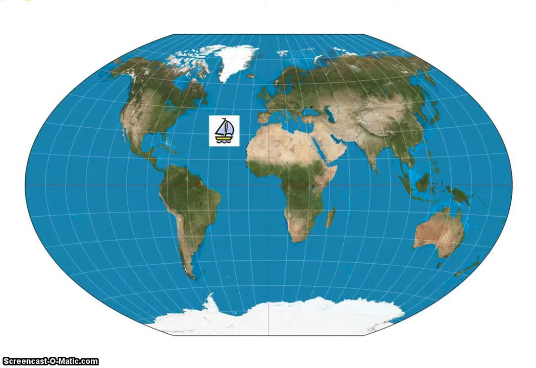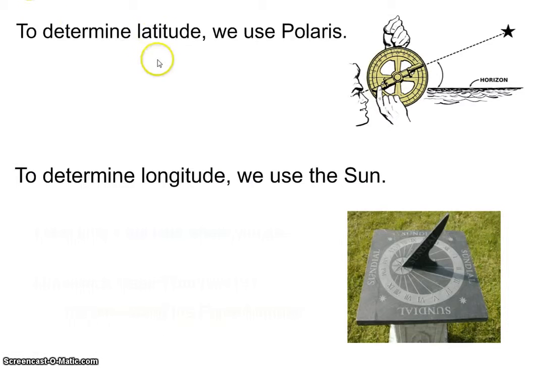Well, we've already learned that to find your latitude, we use the star Polaris. And basically what we do is we measure how many degrees Polaris is above the horizon. However many degrees that is our latitude. Determining the longitude is a little bit more complicated because it requires a couple of different steps.